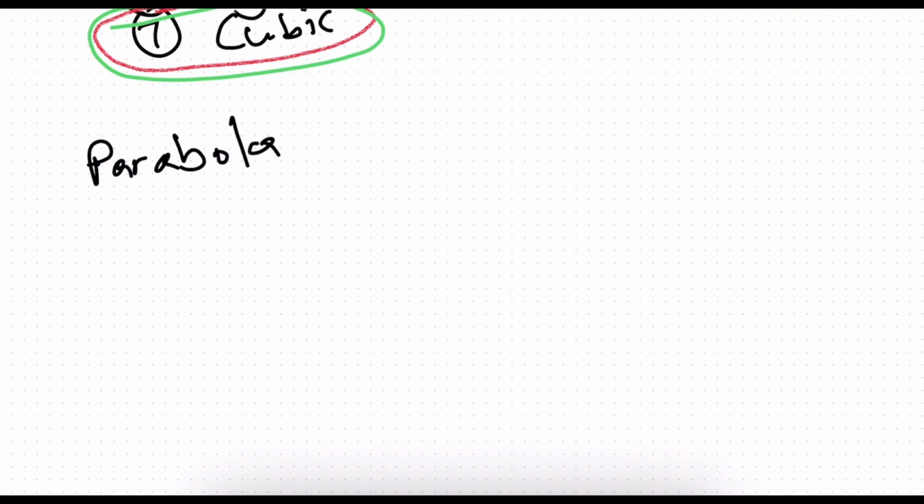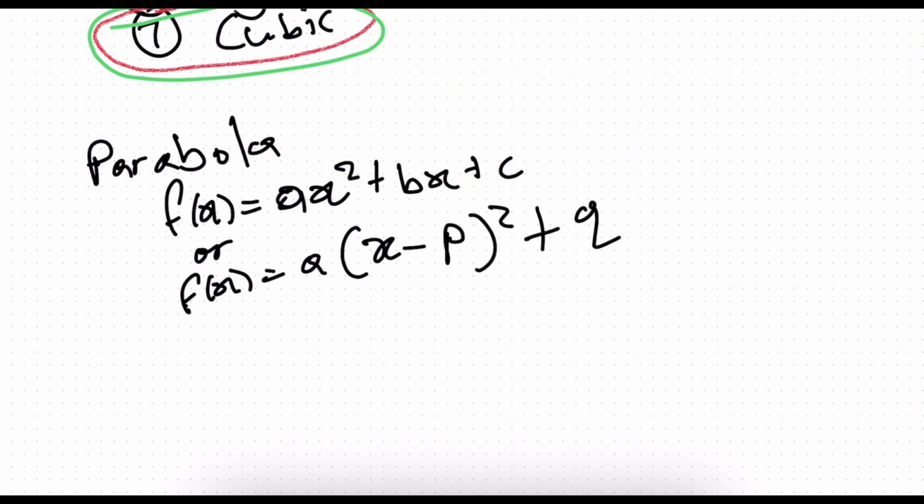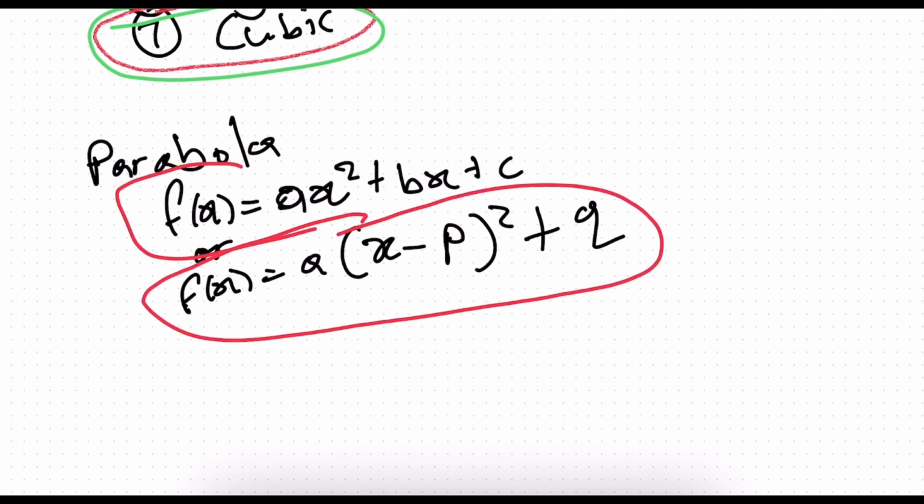If you recall exactly, a parabola is denoted as f(x) = ax^2 + bx + c. Or you can say f(x) = a(x - p)^2 + q, up to you which alphabet you want to use, but generally they use p and q. I showed you how to move from this form to this form.